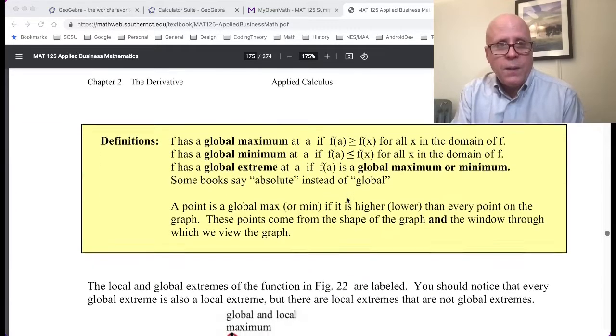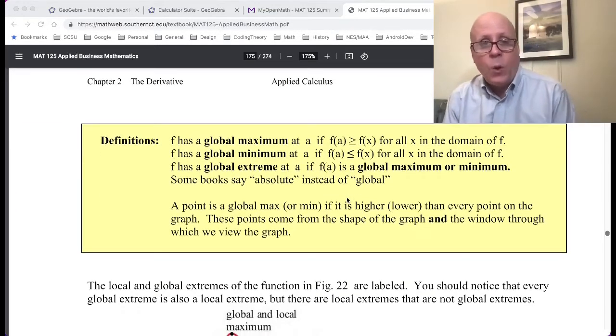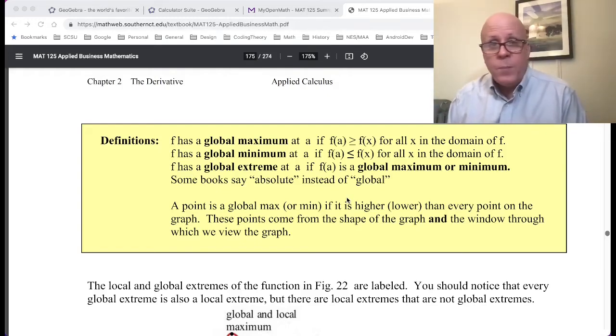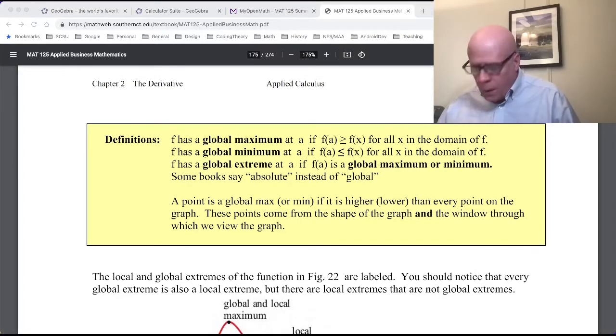Let's look at the next yellow box, which talks about global. This means best overall, not just best for the values nearby. So f has a global maximum at a if the value of f at a is bigger than the value of f at x for everything in the domain of f. And similarly, you have a global minimum. Well, that means the value at a is smaller than everything else that's in the domain of f.